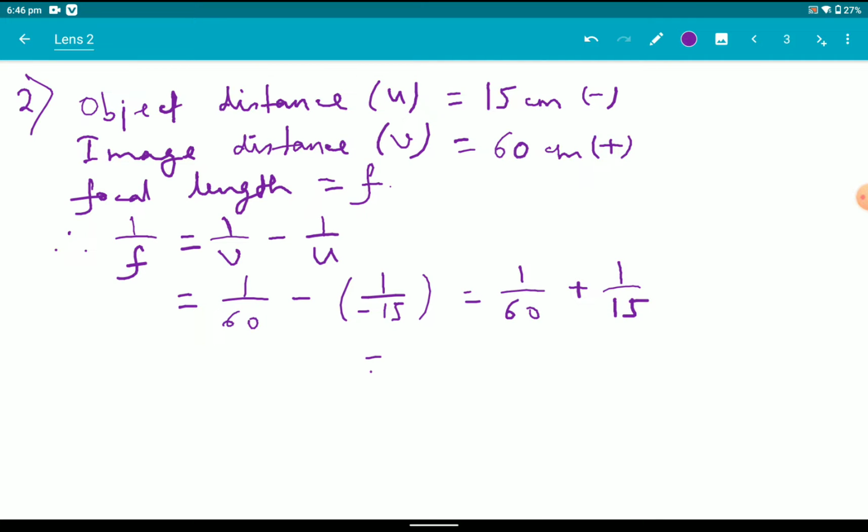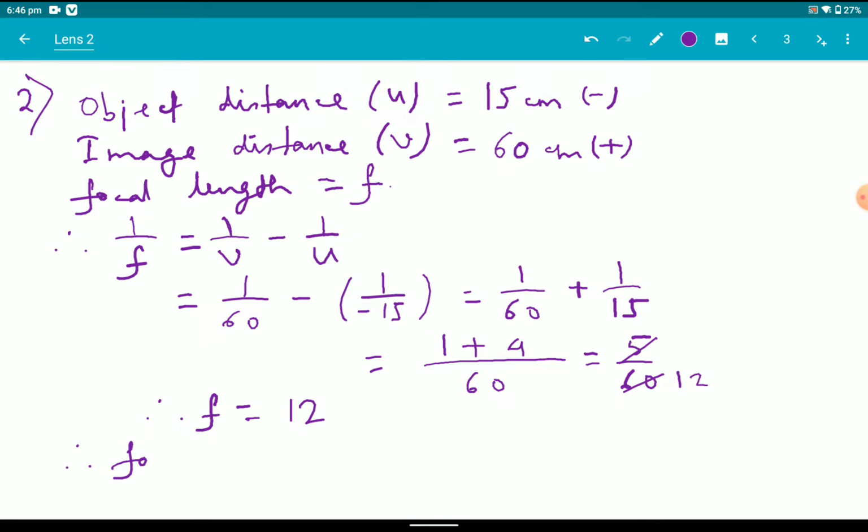If I do the LCM, it will be 1 plus 4, hence it turns out to be 5 by 60. Therefore f is equal to, how much is it becoming? 5 twelves are 60, isn't it? So 12, positive 12. Hence the focal length is, every length is given in centimeter, so the focal length is positive 12 centimeter.